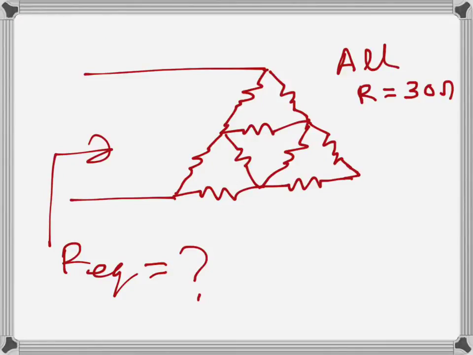So we are told in this circuit that all of these resistances, each of them is 30 ohms. So the values are equal and they're 30 ohms. Each one is 30 ohms. So we need to find the equivalent resistance as seen from here, as it's shown.